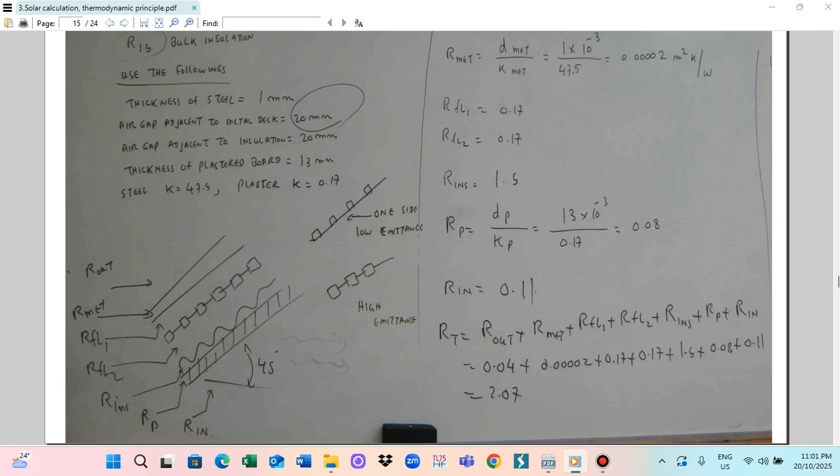So this is the external air. External air is here, already given. The external air speed is 3.5 meter per second. Resistance is 0.04 meter square Kelvin per watt. So R out is 0.04 meter square Kelvin per watt. So this is R out. And R method we can calculate. So how to calculate the R method? R method is thickness divided by conductivity.